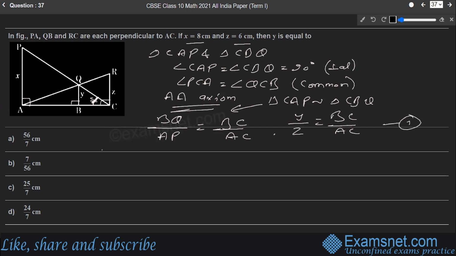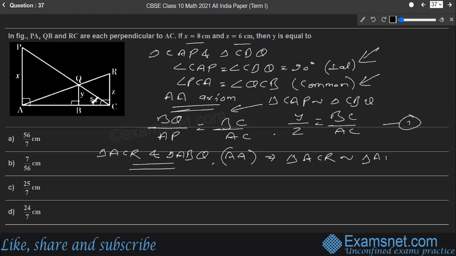Now let us take two more triangles, triangle ACR and triangle ABQ. We will use the same logic here: one angle will be 90 degrees, and one other angle will be common to both the triangles. So by the same logic as above, by the angle-angle axiom, we can conclude that these two triangles are also similar, because they have been drawn exactly like the other pair. As they are similar, their corresponding side ratios will also be equal.